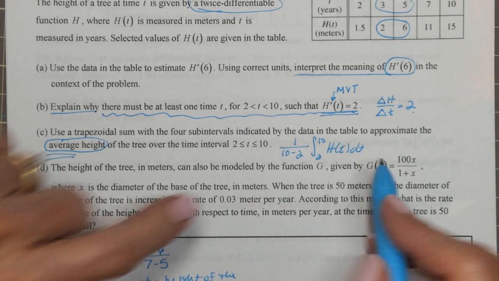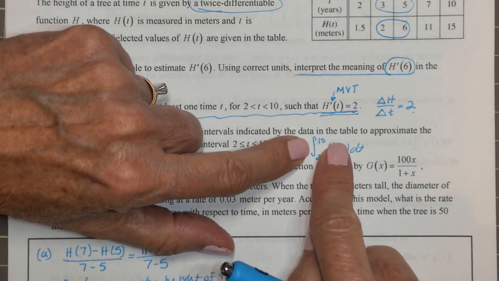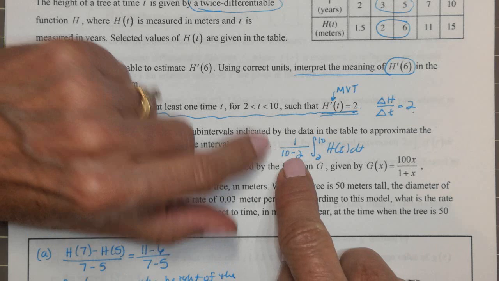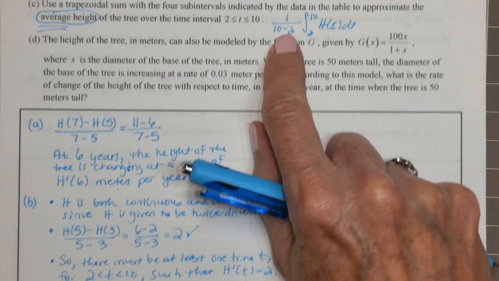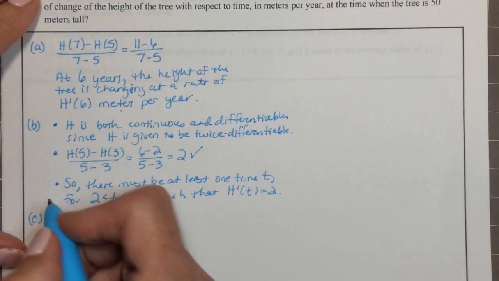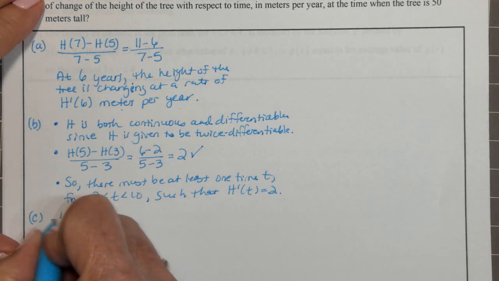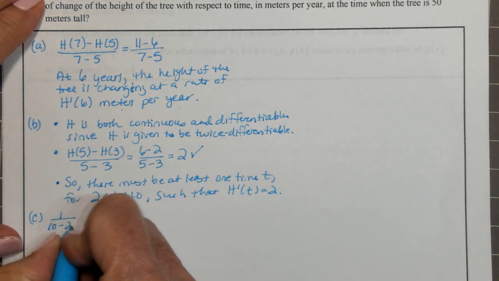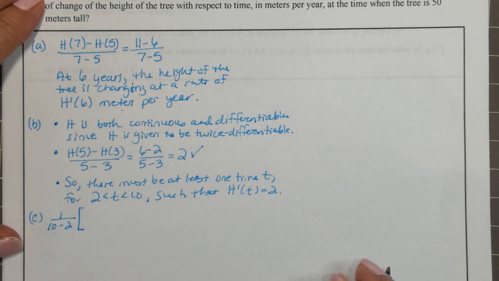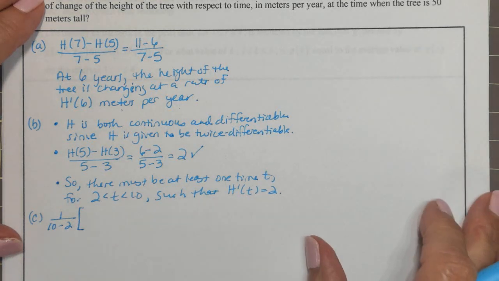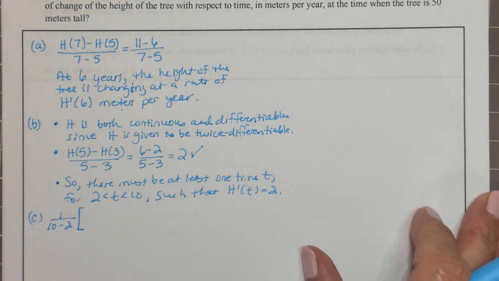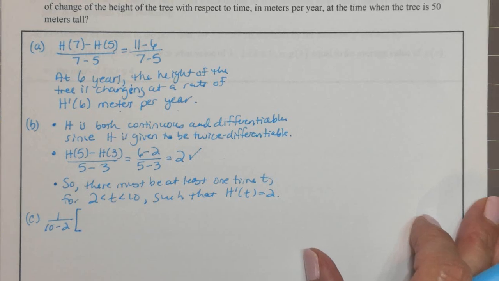The trapezoidal sum will only give the integral part. I need to be sure to stick this part on. So I'm going to write 1 over 10 minus 2 times. Of course, you can make that a 1 over 8, but okay. Now I do the trapezoidal sum.